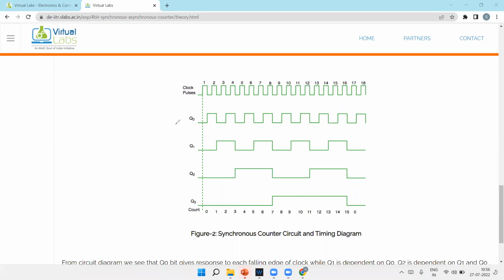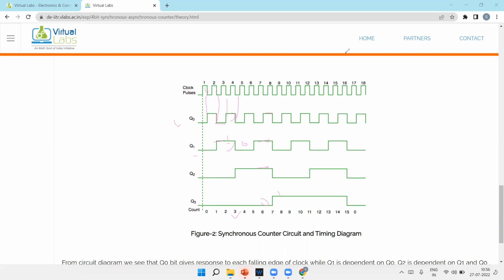Again, listen, the first output changes with every clock. But for the second, when the previous was 1 to 0. And now the third, when both previous are 1 to 0. For the fourth, when all previous outputs are 1 to 0 or having ones, then only it will toggle.